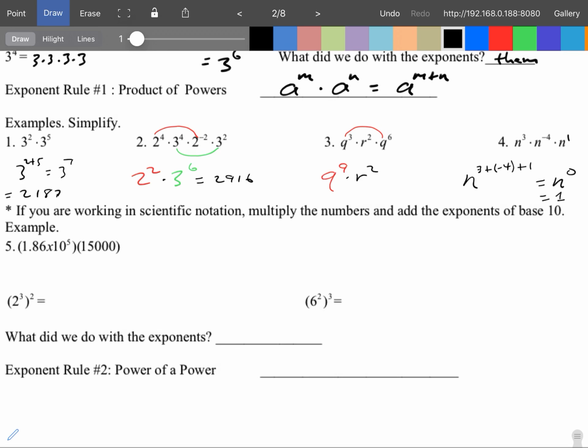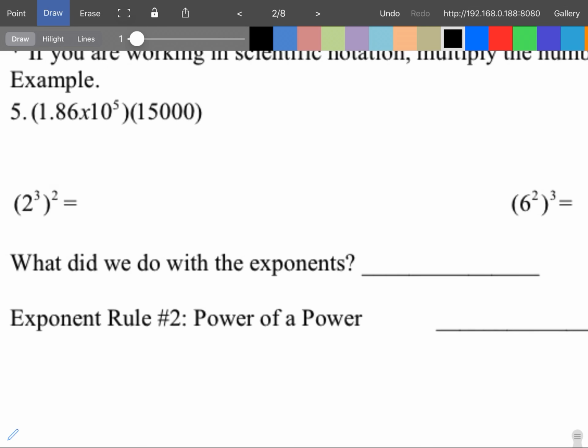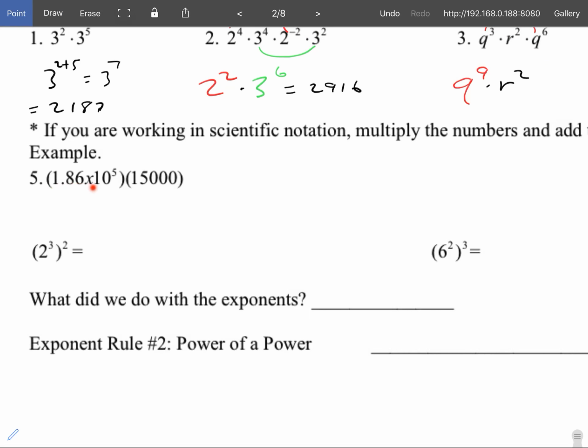All right. Now the next number is about scientific notation. Well, again, we're going to try to build that in as we go through chapter 7. So let me zoom in on this a little bit. All right, so this number 5 here. This first number, that's already in scientific notation. Okay? So that's 1.86 times 10 to the 5th.